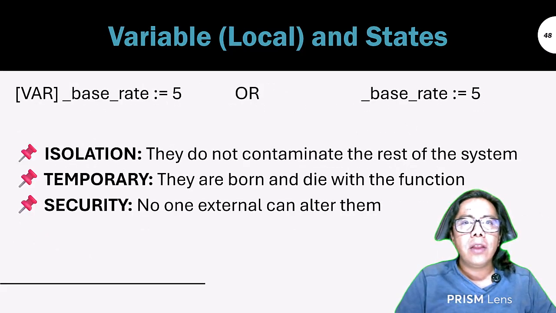Isolation. They don't contaminate the rest of the system. Temporary. They are born and die with the function. Security. No one external can alter them. A local variable only exists within the function. Observe it, no one can see them or use them.